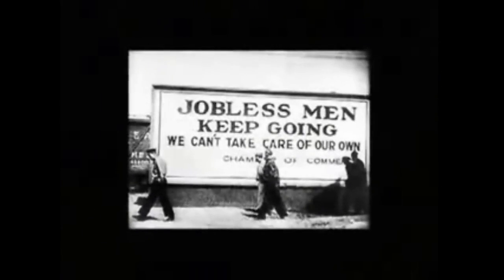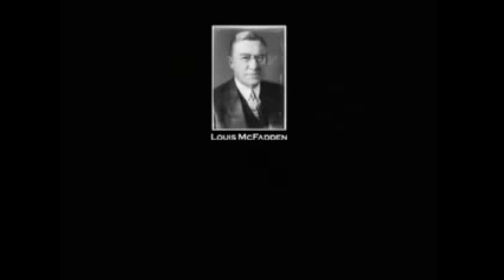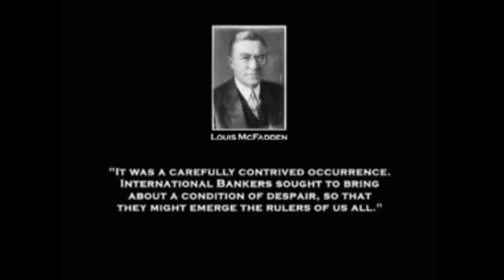But that didn't stop there. Rather than expanding the money supply in order to recover from this economic collapse, the Fed actually contracted it, fueling one of the largest depressions in history. Once again outraged, Congressman Louis McFadden, a longtime opponent of the banking cartels, began bringing impeachment proceedings against the Federal Reserve Board, saying of the crash and depression, "It was a carefully contrived occurrence. International bankers sought to bring about a condition of despair so that they might emerge the rulers of us all."